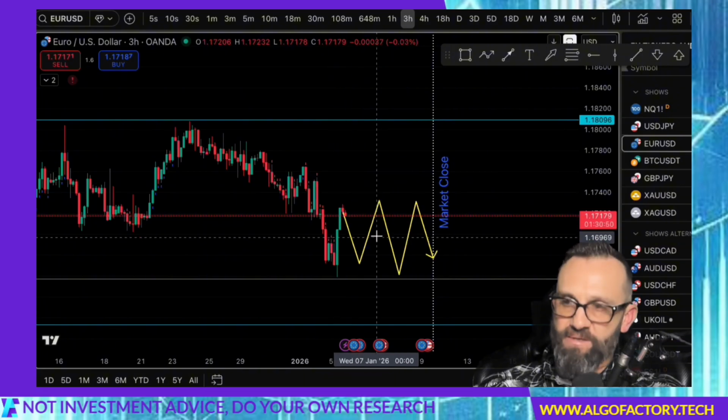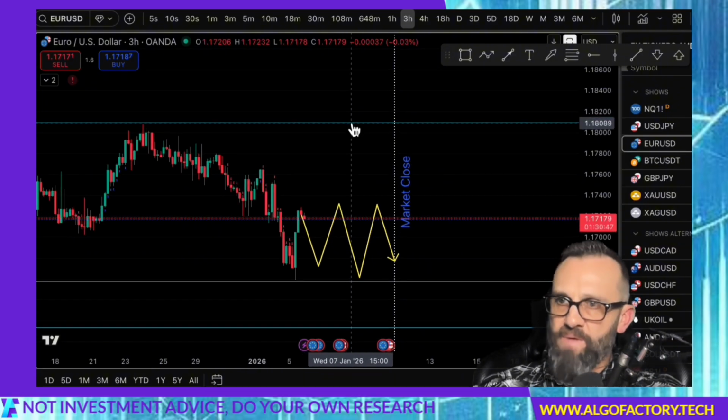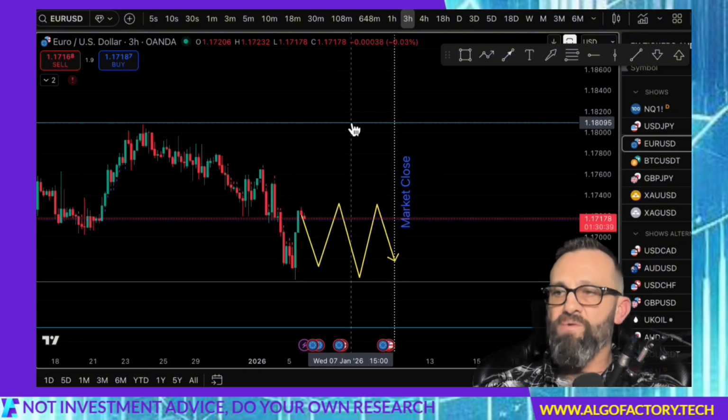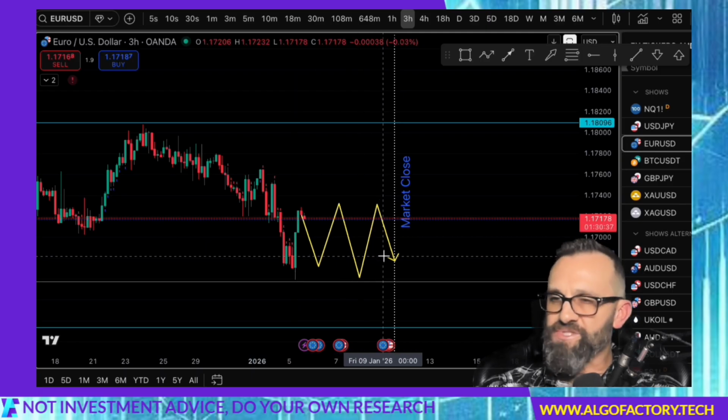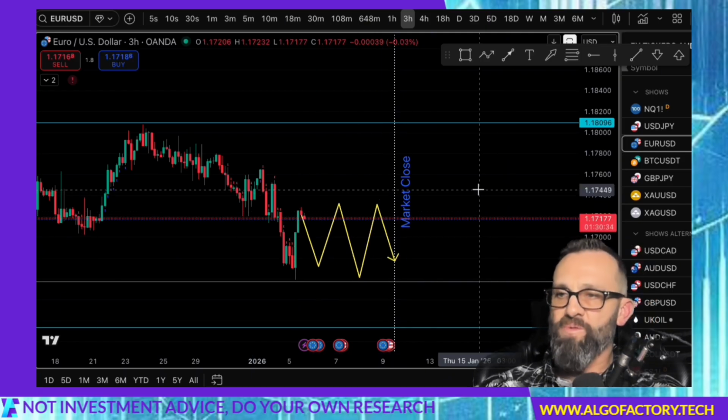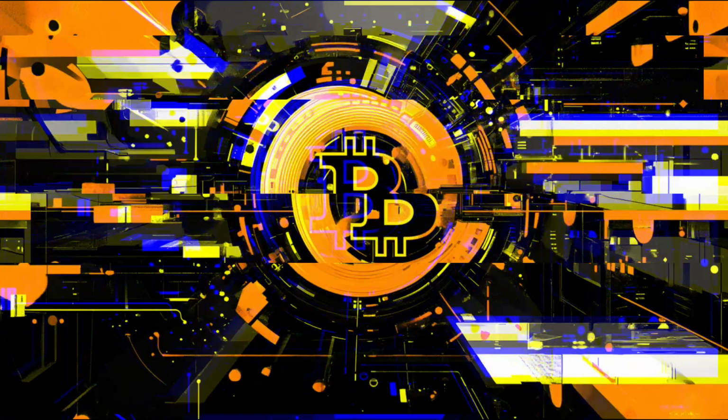And if price finally does catch a bid, and it may for the end of the week, it would have some challenge up at 1.18095. So price, I think, is just going to go sideways until it can make a decision, and that's what we can expect for now. Let's take a look at Bitcoin.